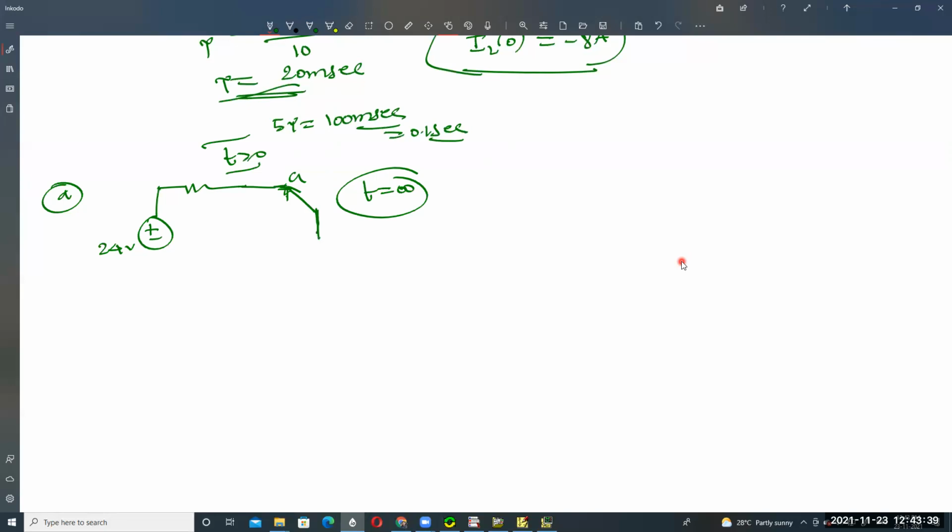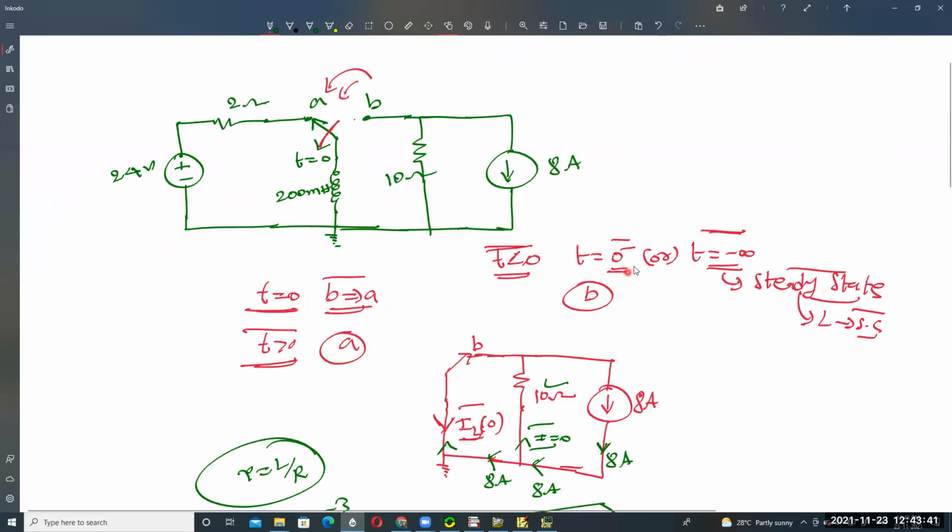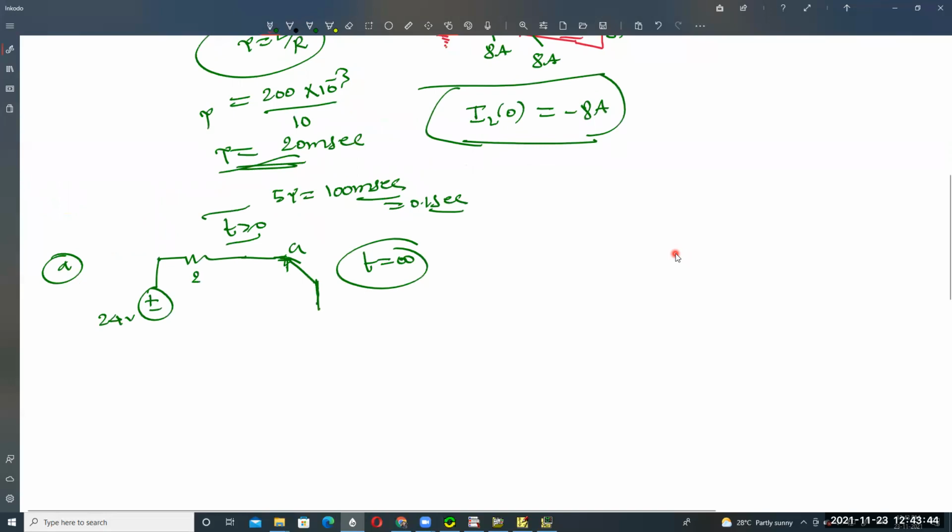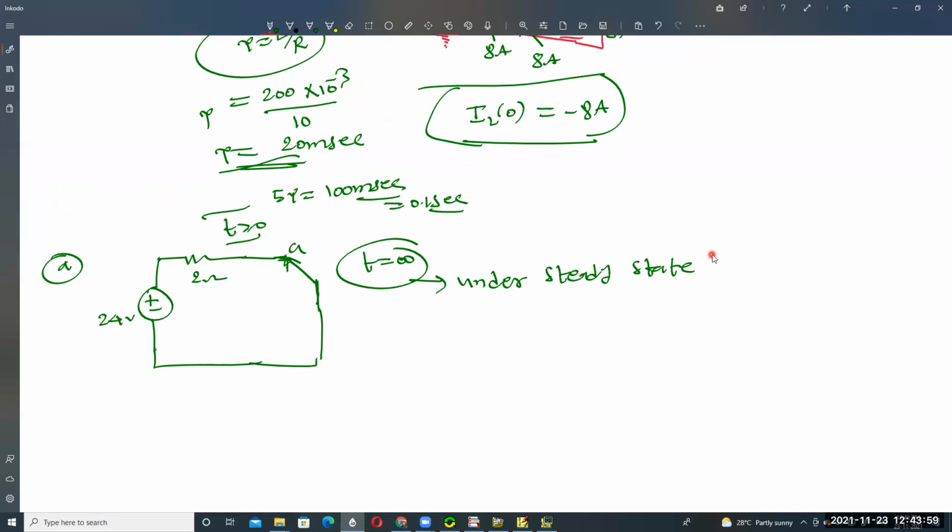How much resistance is here? 2 ohms. This is 2 ohm, this is 24 volts, and this is the inductor. It's short circuiting. t equal to infinity means under steady state condition, the inductor is short circuit, but a capacitor is open circuit.